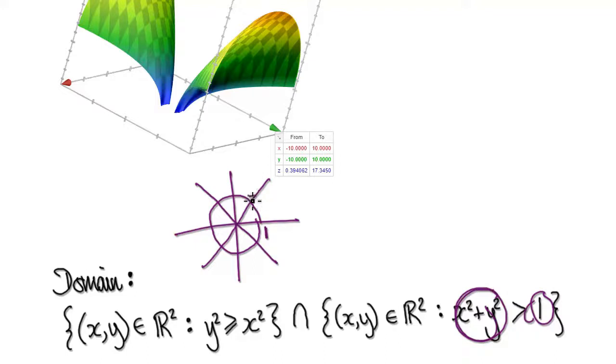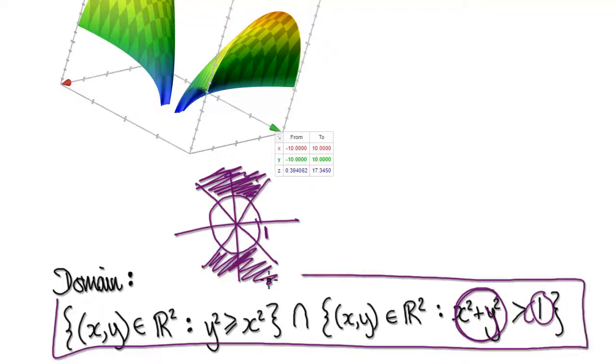So really, the intersection of the two would be this region here and this region here. Okay, so this here is our domain.